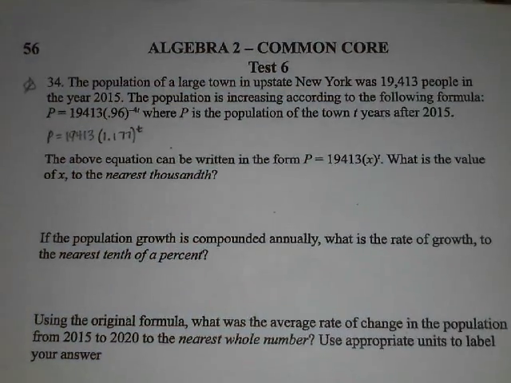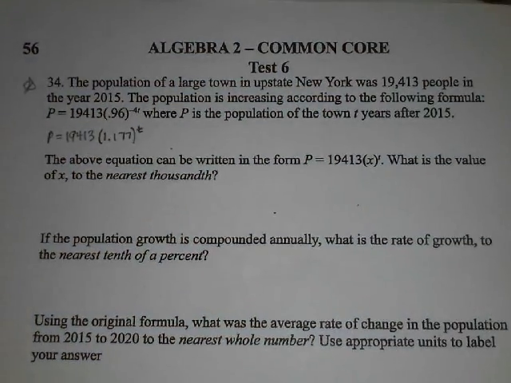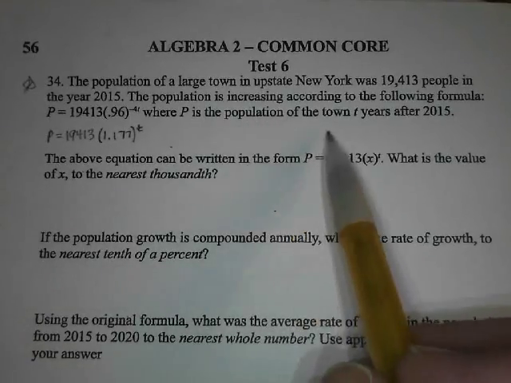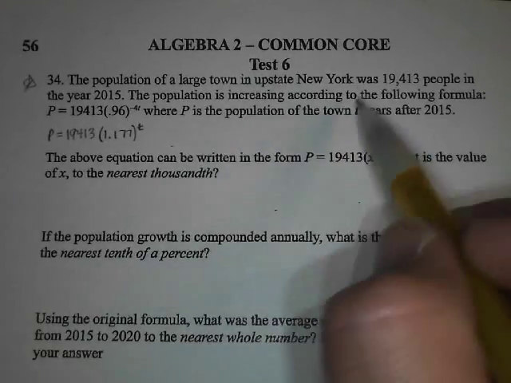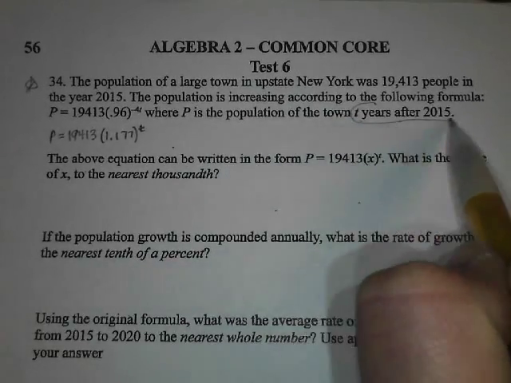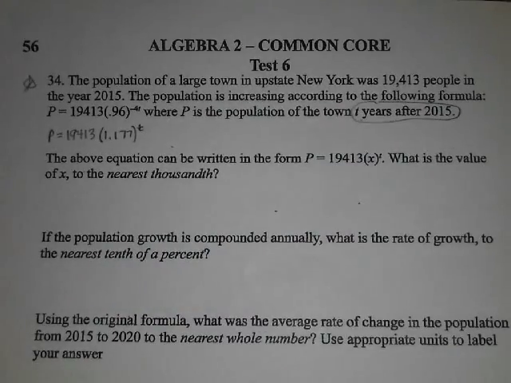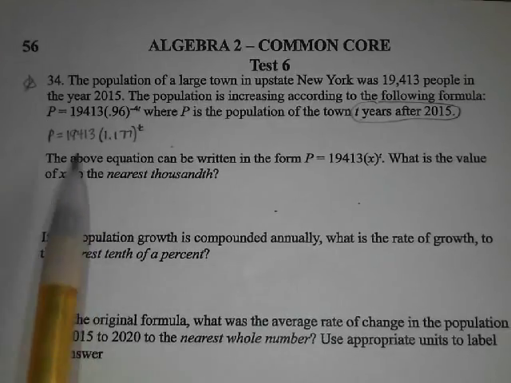So just a different version of the same equation, but it makes it a little bit more clear that certainly it is increasing. And the population of the town is t years after 2015. So again, always paying attention to that detail. So you're not plugging in 2015 ever. You're plugging in 0 for 2015. So here, of course, this is what they get at.